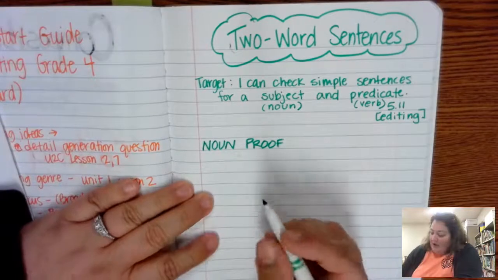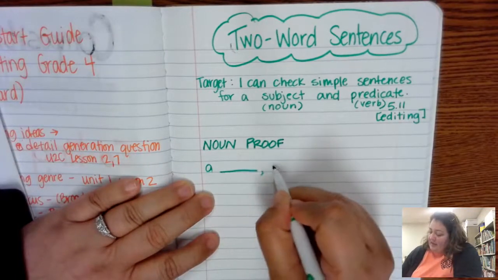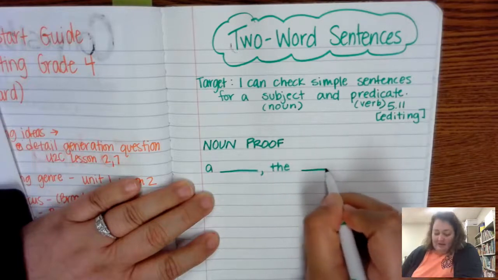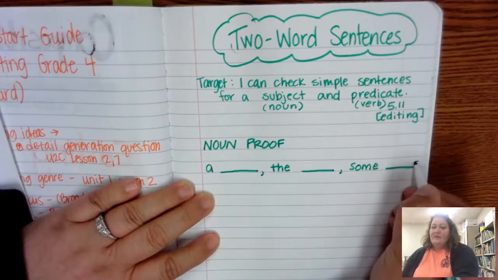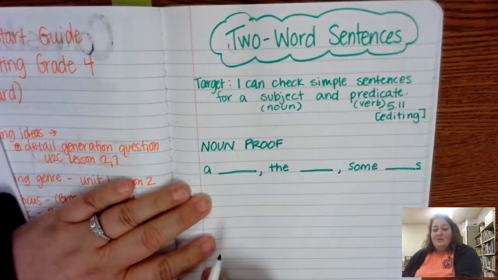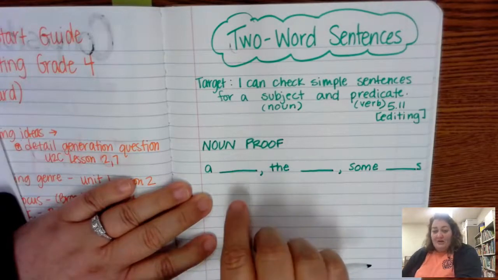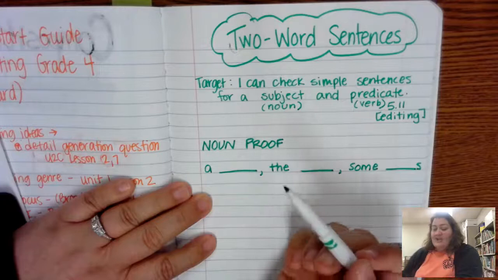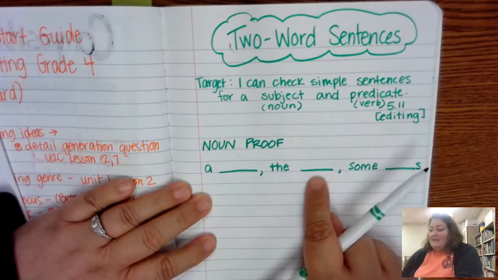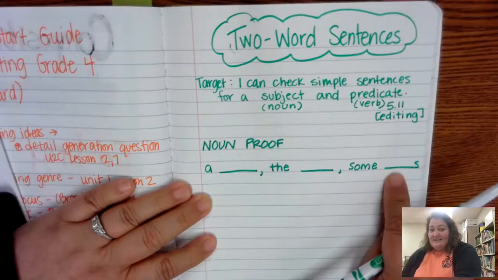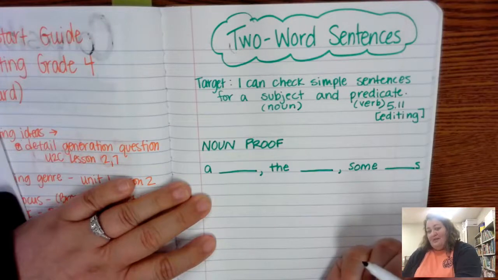I'm going to write a blank, comma, the blank, comma, some blanks. To prove that a word is a noun, you put the word inside the blanks. For example, marker. Marker is a noun. Let's check it. A marker, the marker, some markers. Does it make sense? Yeah, it does. So marker is a noun, and I just proved it with my proof.